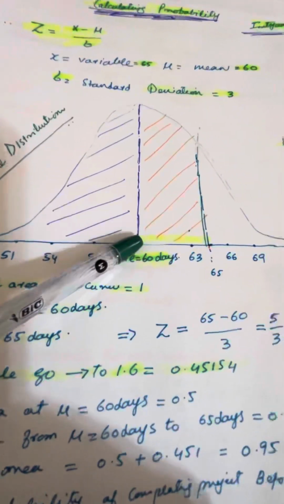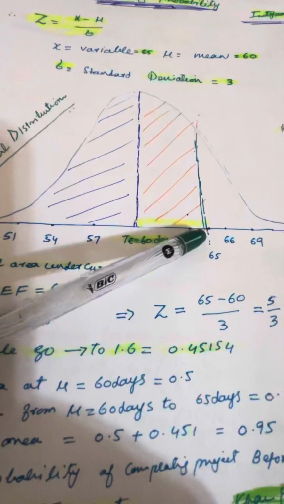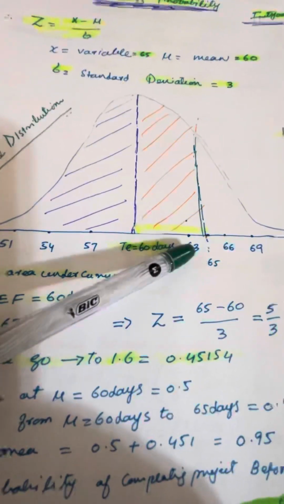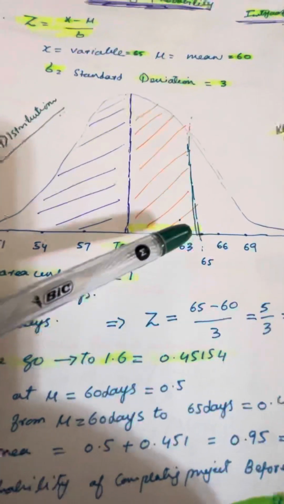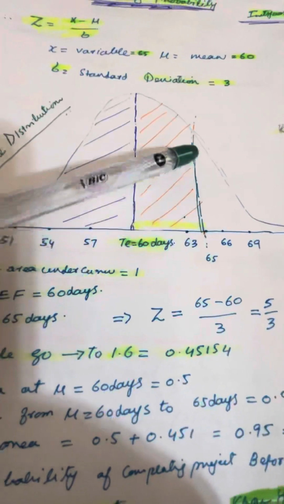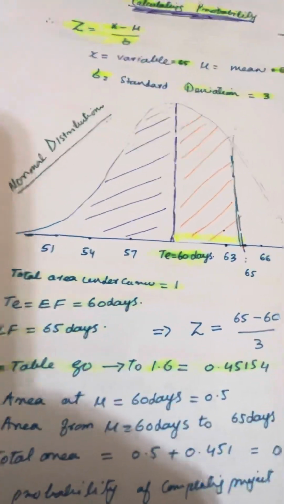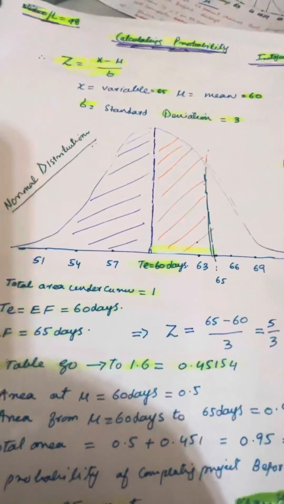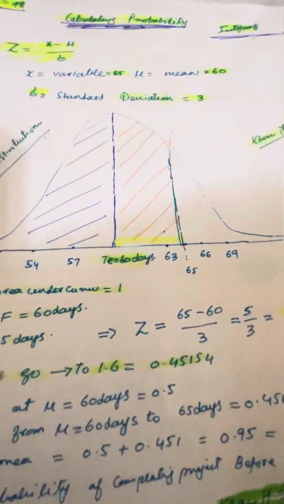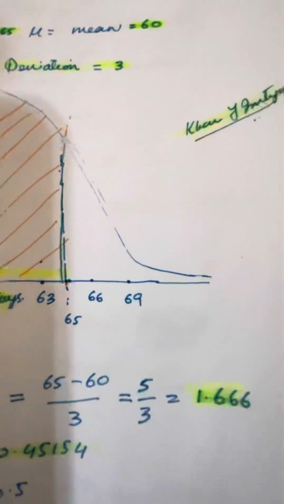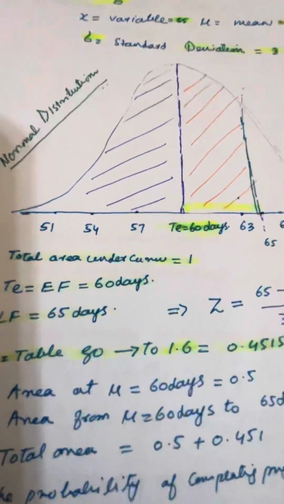So this is 60 days earliest finish, and our one standard deviation is 3, so 63. Our point is between 63 and 66, approximately here, 65. You draw a line, and you find the whole area using the z equation. You want to complete your project before your completion date of 70 days. So how can we do this?